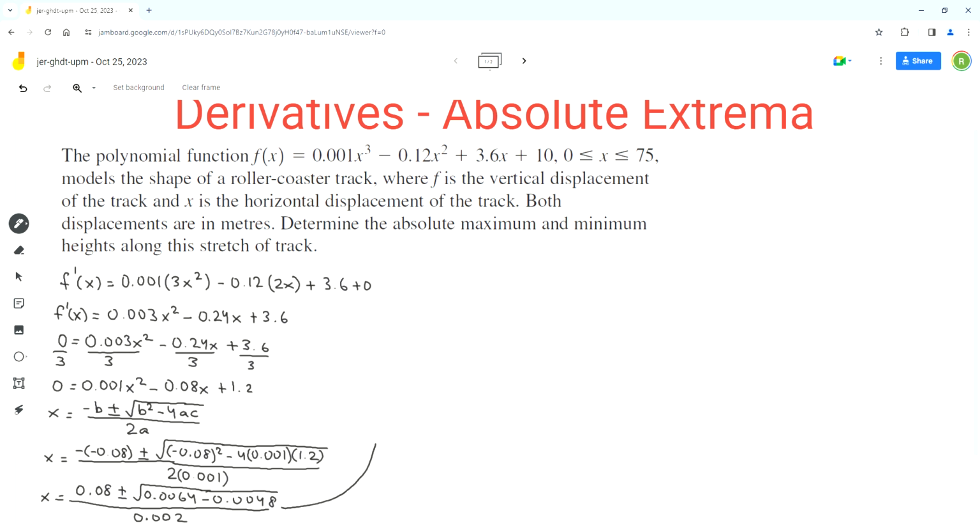Now in the next step we have to simplify this expression further. So x equals 0.08 plus or minus. Now we can subtract the terms under the square root and apply the square root.